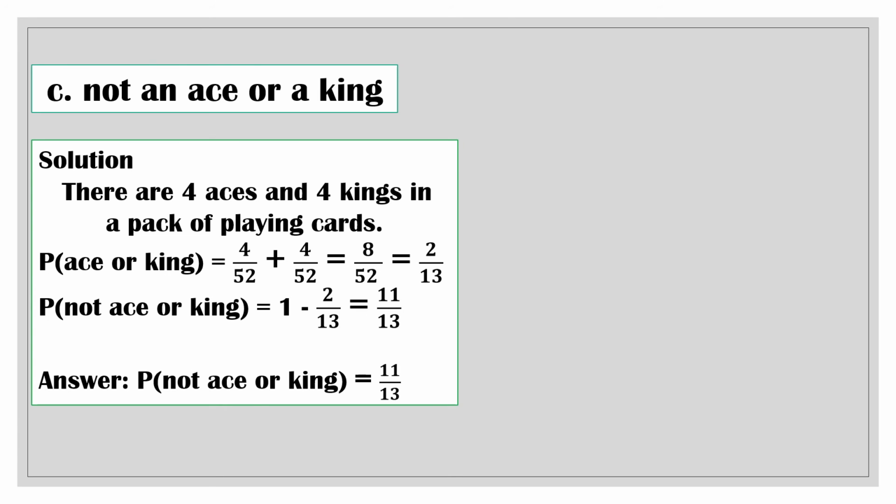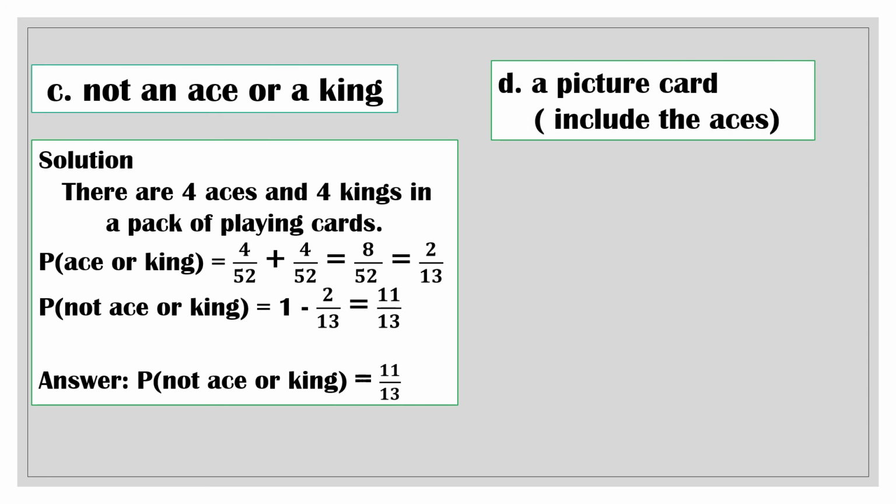So this is the probability of an event happening. Now the probability of an event not happening: the probability of not ace or king is equal to 1 minus the probability of ace or king, which is 2 over 13, equal to 11 over 13. So the answer is the probability of not ace or king is equal to 11 over 13.